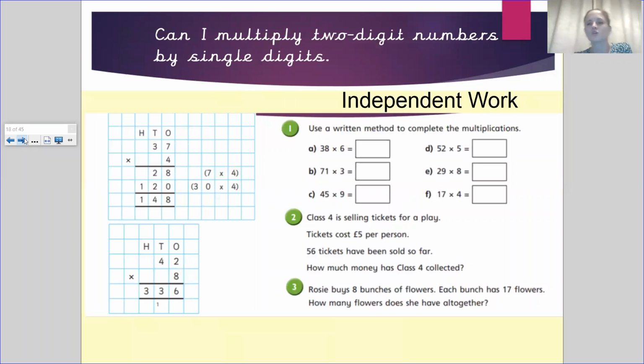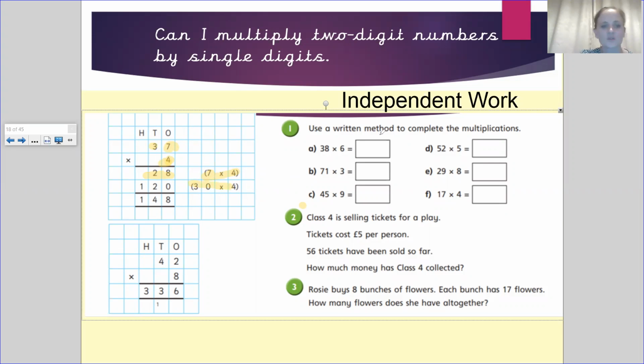So I would like you to complete the independent work that has been given to you using a written method. So the written method we've discussed, either you can have the expanded one where you have the 2 numbers, let me just highlight it for you. You would say that 4 times by 7, or 7 times 4, is 28, and then you would say 30 times by 4 is 120, and you would add it.